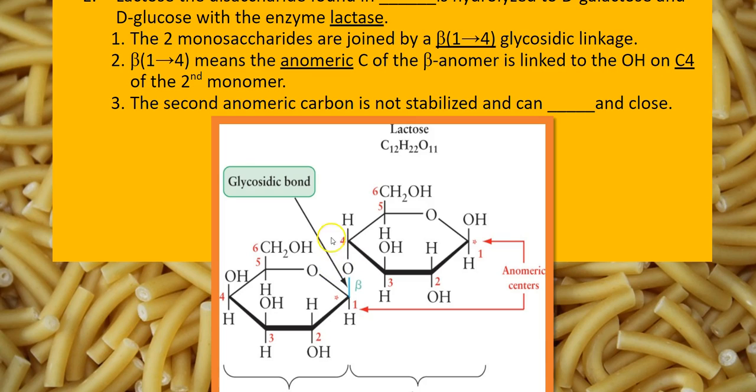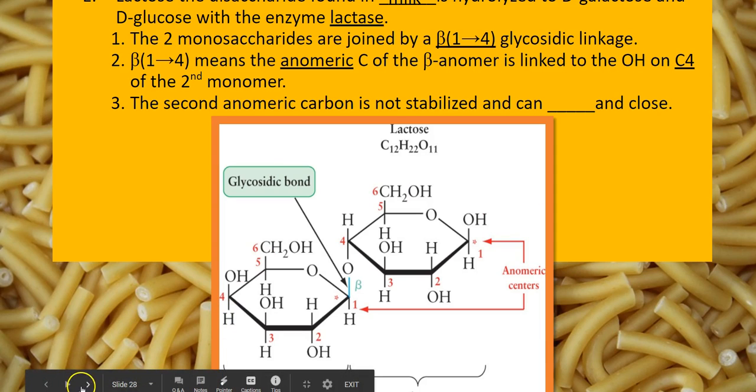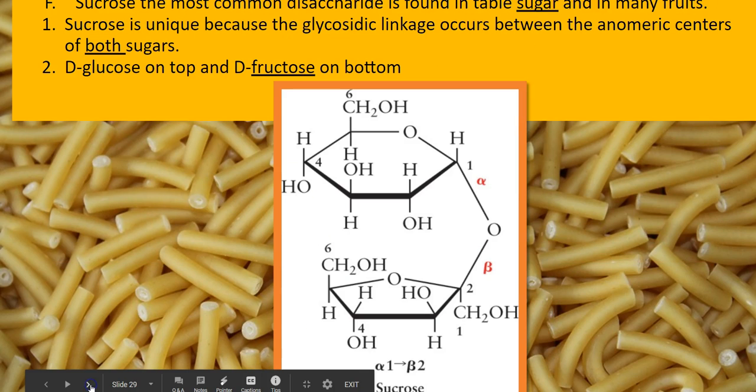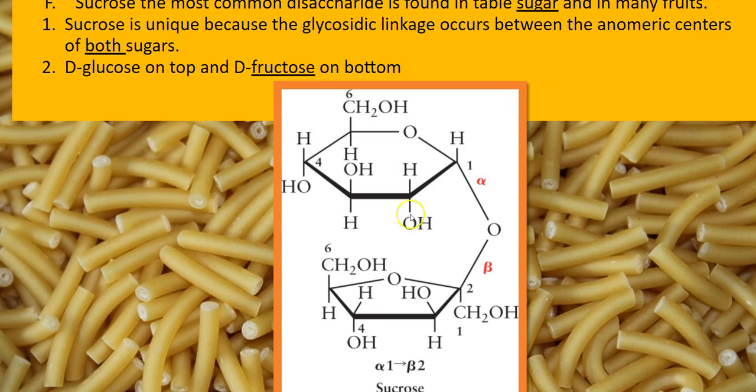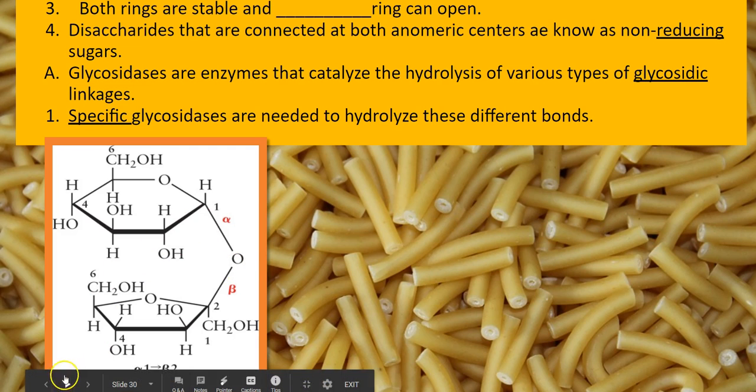The second anomeric carbon is not stabilized and so can open and close. This one. So this glycosidic bond stays, but this glucose ring is opening and closing. Sucrose is the most common disaccharide. That's table sugar. It's in many fruits. It's unique because the glycosidic linkage occurs between anomeric carbon centers of both, which is one of the reasons it doesn't open and close. So it's a 1-2 bond, which is unique. Both rings are stable and neither ring can open.